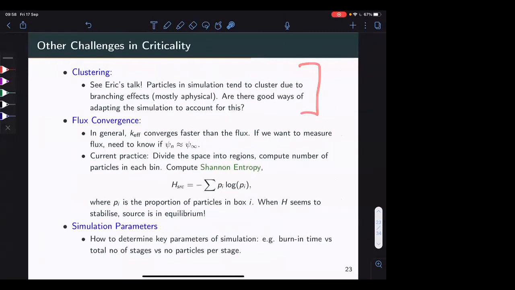Lots of challenges. So I've talked about clustering. Another big question, I think, that has partial answers in the engineering literature, but I don't know whether theoretically they're all that satisfactory, is how do we know when we've converged? So I think the current method is based on Shannon entropy.